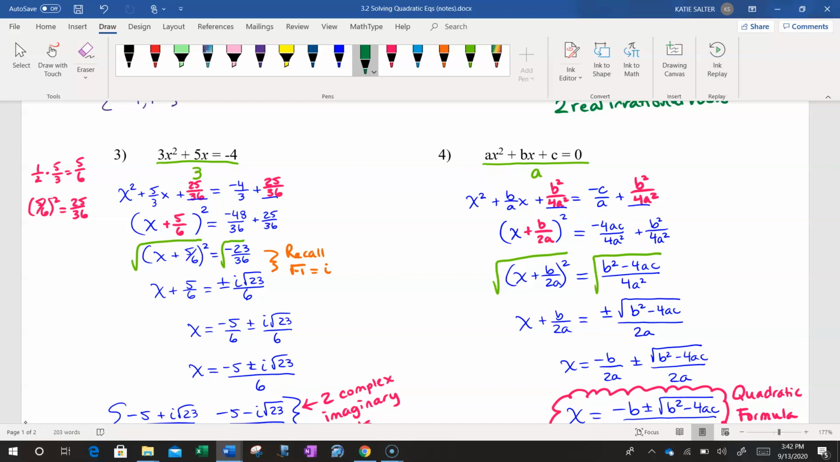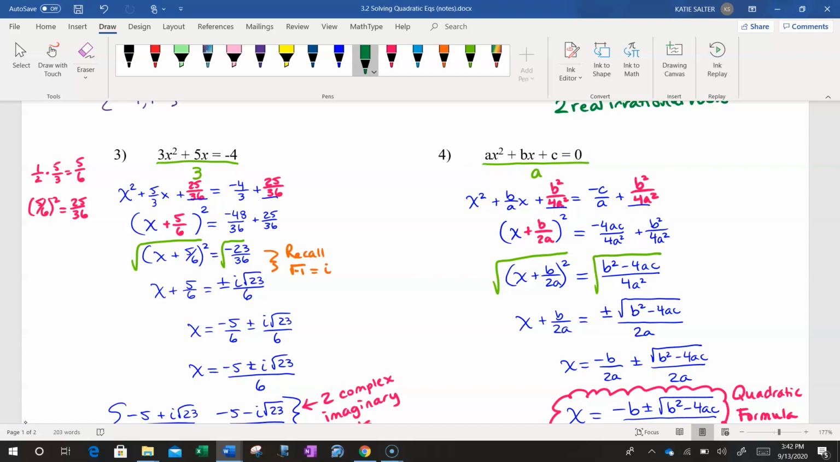Then over here on my right-hand side, I had to get a common denominator. The least common denominator was 36, so negative 4/3 is negative 48 over 36. When we add it, we get negative 23 over 36. At this point, we can take the square root of each side.